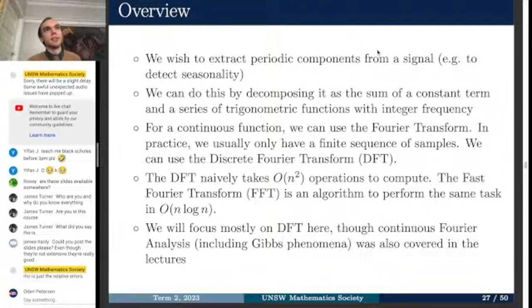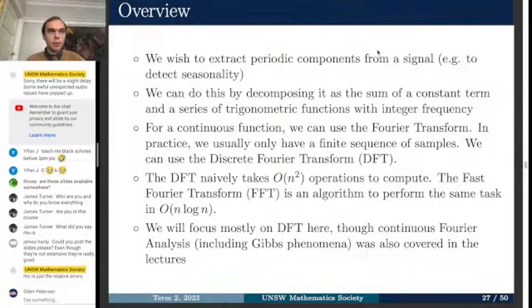So the basic idea is that we will take our time series and try to write it as a sum of sines, cosines, and a constant term. And if we imagine the time series as a continuous function of time, obviously we can write an infinite series to represent that, but usually we only have a finite number of samples. And so that's the point of the discrete Fourier transform.